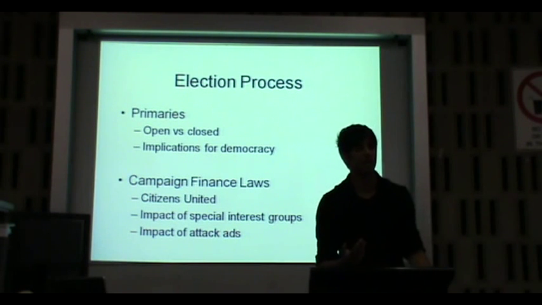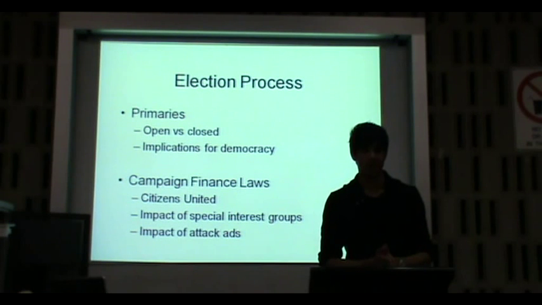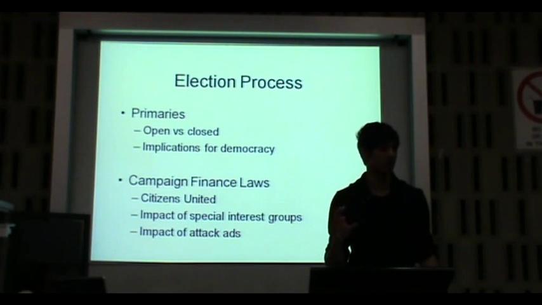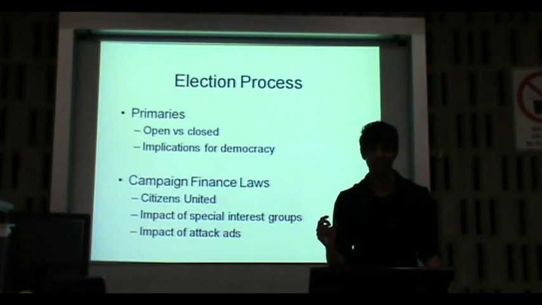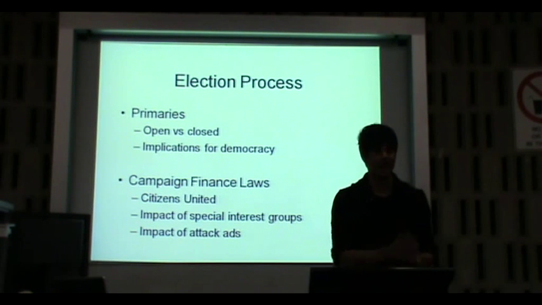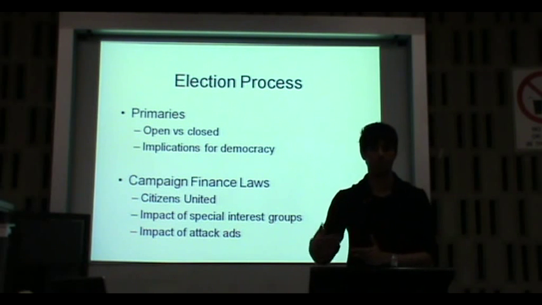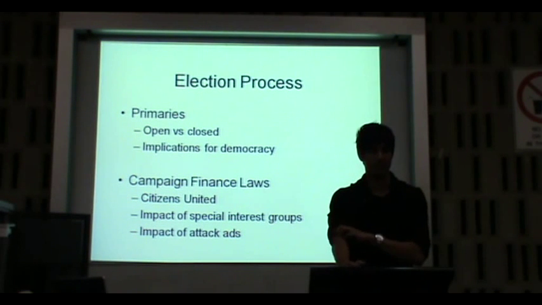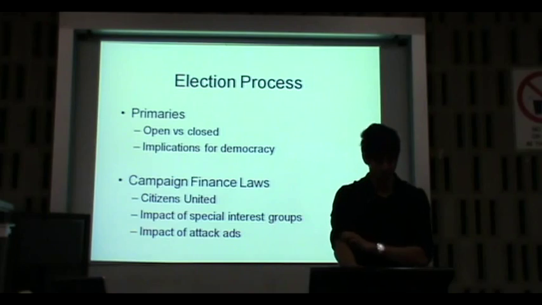Okay, and I guess that's an argument in favor of open primaries, because at the very least, that means that you're appealing not just to the hard right crazies, but to a broader scope of the electorate, both in terms of who's the candidate from a party, and then in terms of who actually wins the election. Does that make sense? Okay.